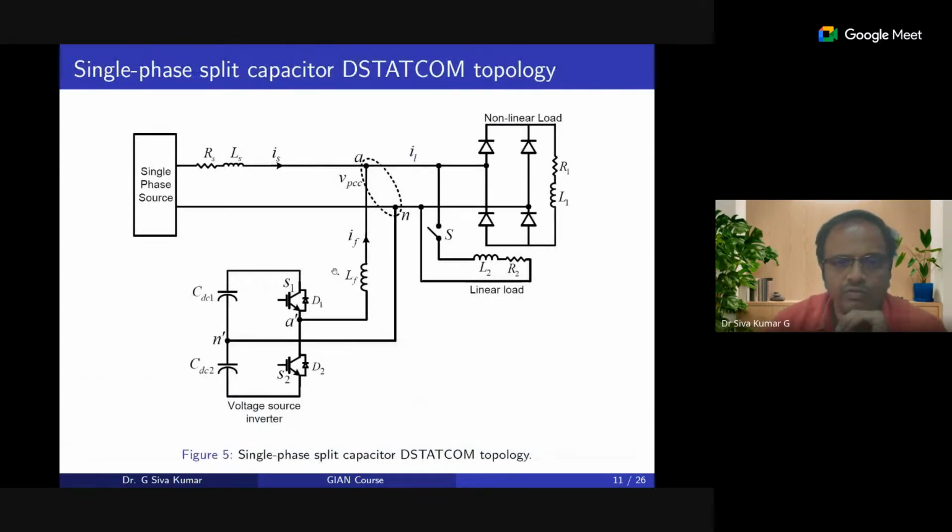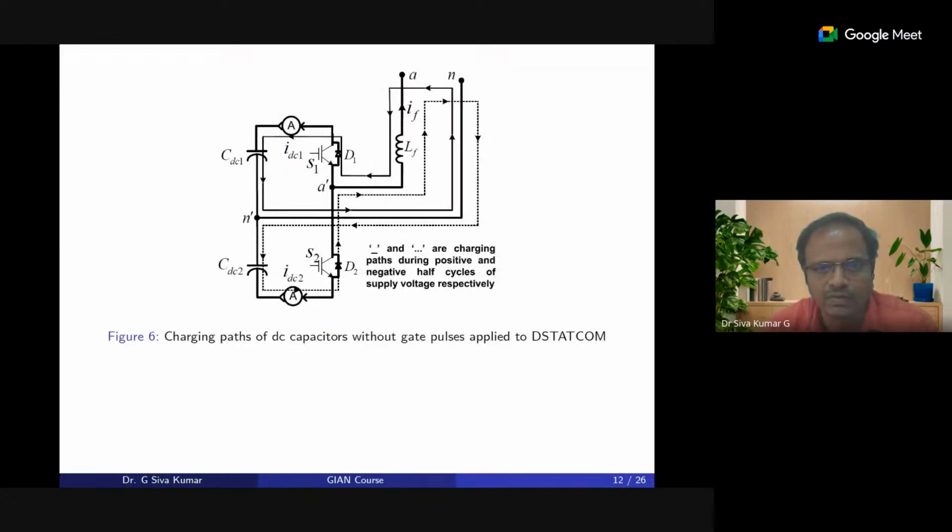Now we also look at how the basic single phase split capacitor T-stat works. What is the purpose of diode D1 across the switch and diode D2 across the switch? What we looked at is that we are not giving switching pulses to S1 or S2. Without any switching pulses, this is the charging path of the DC capacitor without the gate pulse applied to the T-stat.